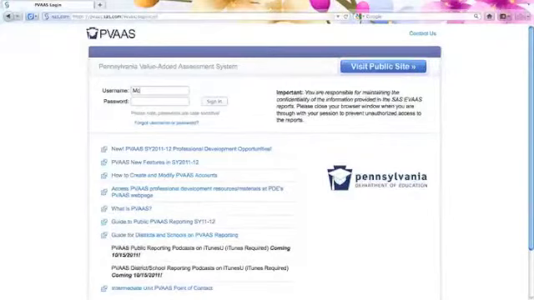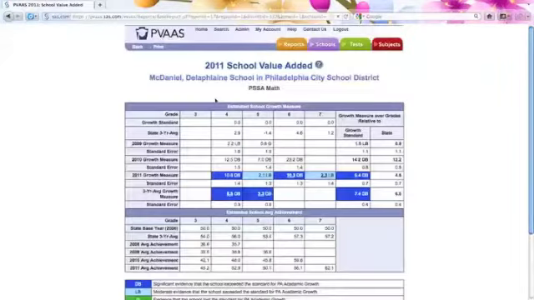Let's start by going to pvaas.sas.com. We're going to log in mcdaniel.principal1 with M, D, and P capitalized. The password is on the board. Once you log in, this is the home page that you're brought to.